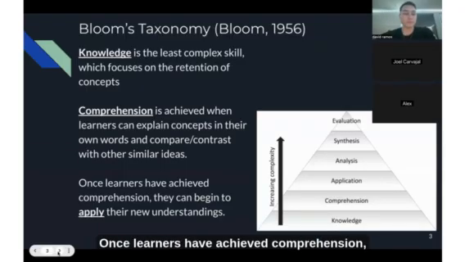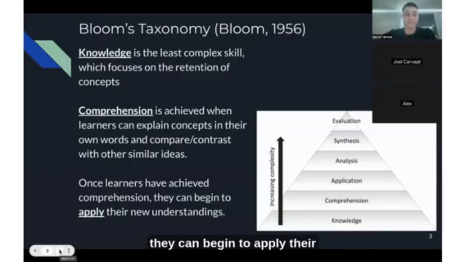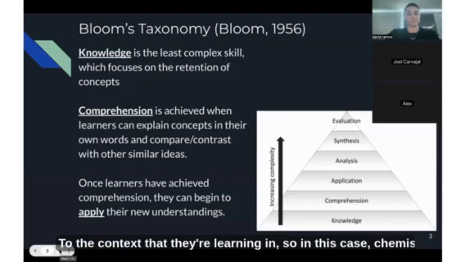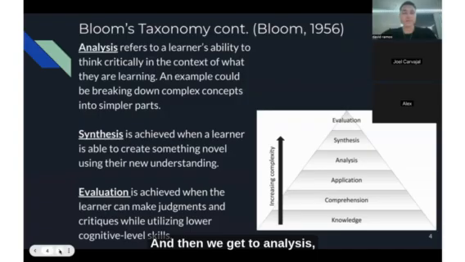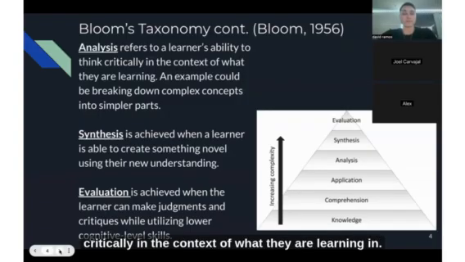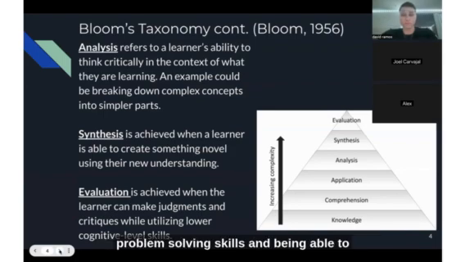Once learners have achieved comprehension, they can begin to apply their new understandings to the context that they're learning in, so in this case, chemistry. And then we get to analysis, which refers to a learner's ability to think critically in the context of what they are learning in. So this essentially refers to being able to use those problem-solving skills and being able to break down complex concepts into simpler parts.